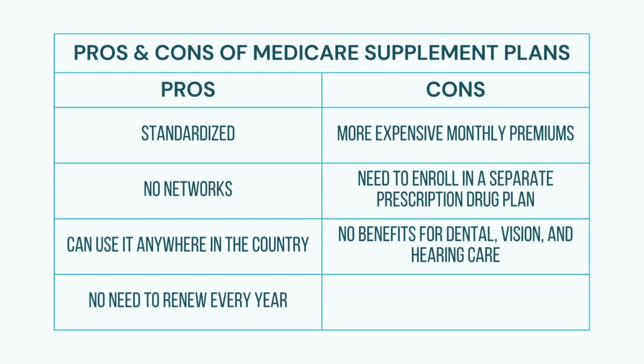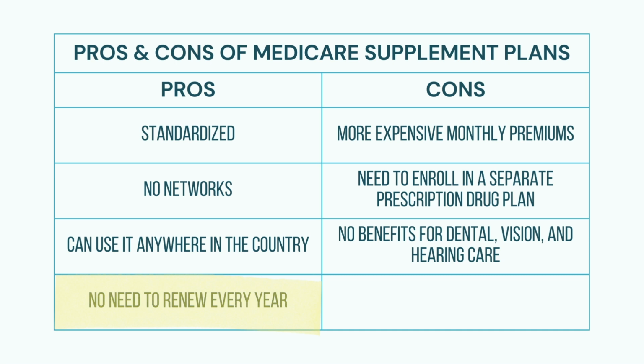Now, if you want to see me give a more in-depth comparison of the 2 most popular Medicare supplement plans, we do have a Medigap Plan G versus Medigap Plan N video on our channel that you can check out. So here's a quick look at the pros and cons of a Medicare supplement plan. Again, they're standardized and they don't have networks, so you can use these plans anywhere in the country. Any doctor that accepts original Medicare will accept this plan. And also, you don't have to renew your plan every year.